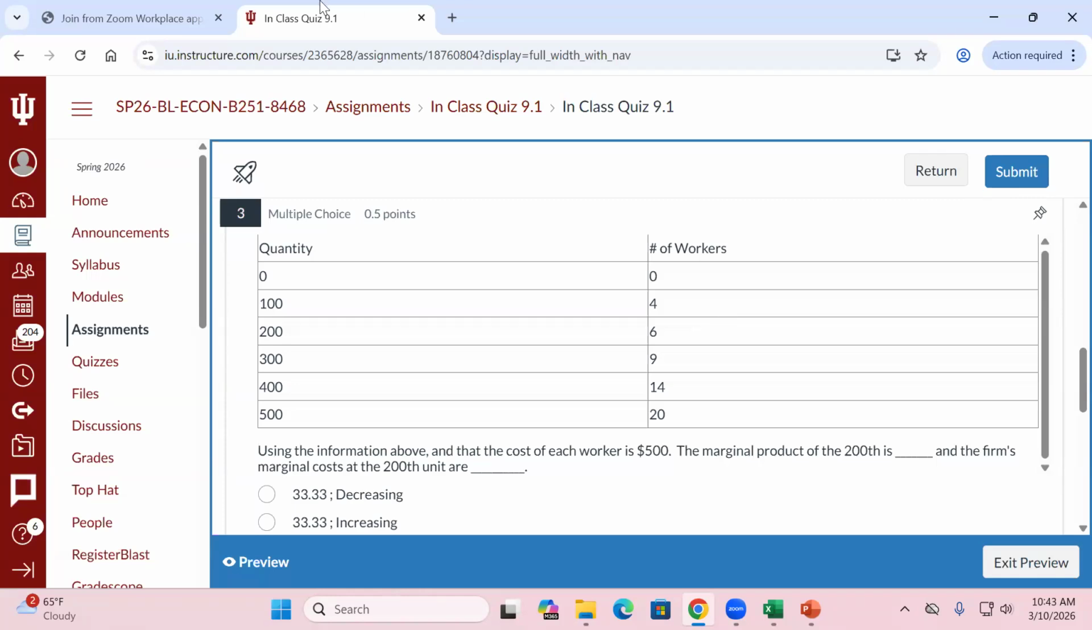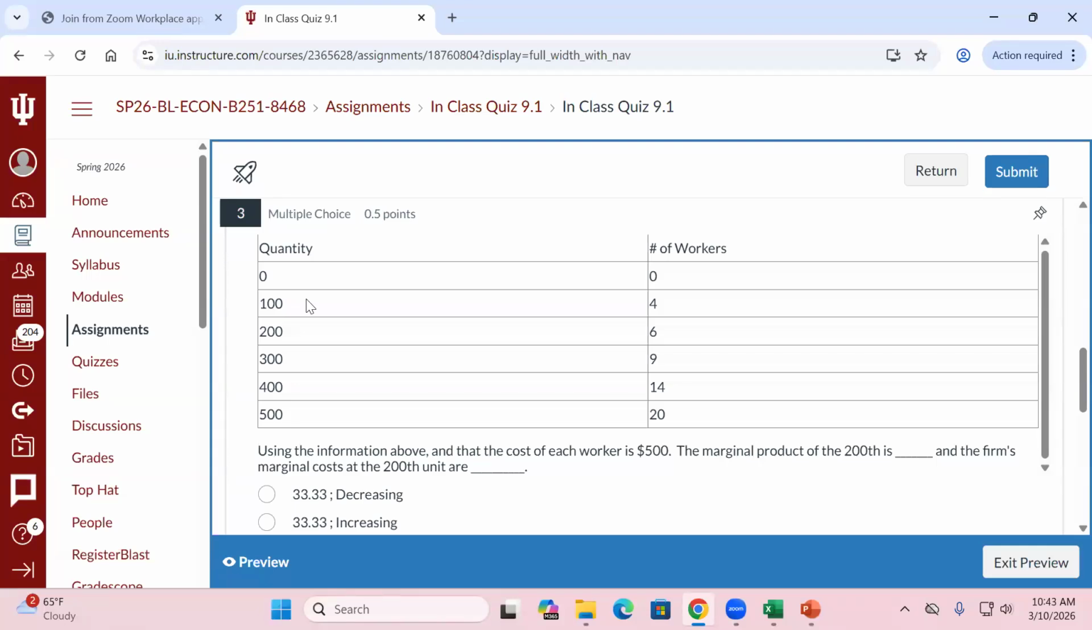Okay. Now, how do I determine what's happening to the marginal cost? I didn't give you any wages, right? Well, if I go from 0 to 100 units, what would be the marginal product of labor for the first 4 workers?